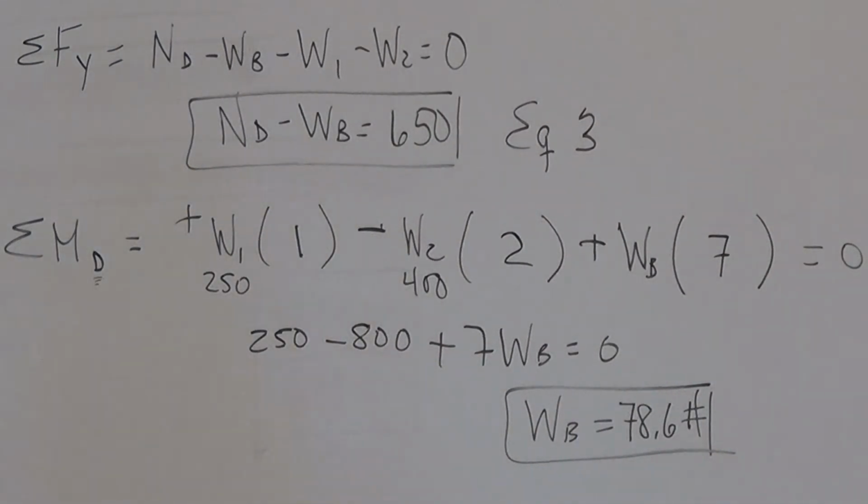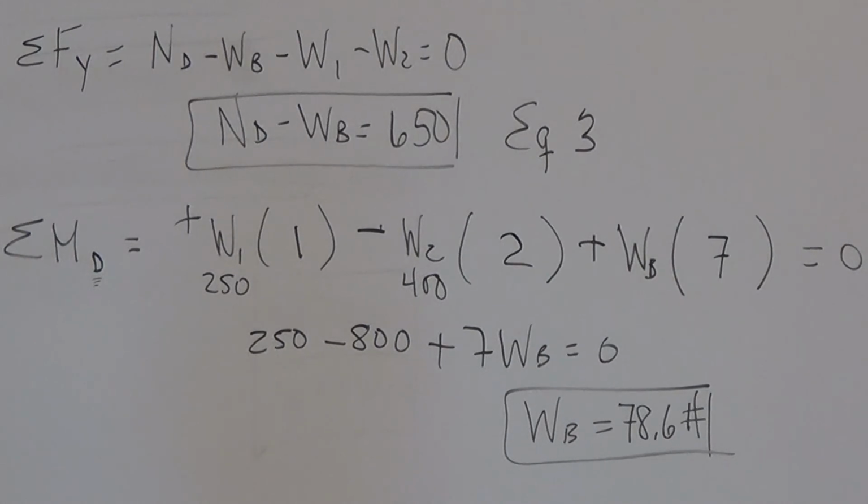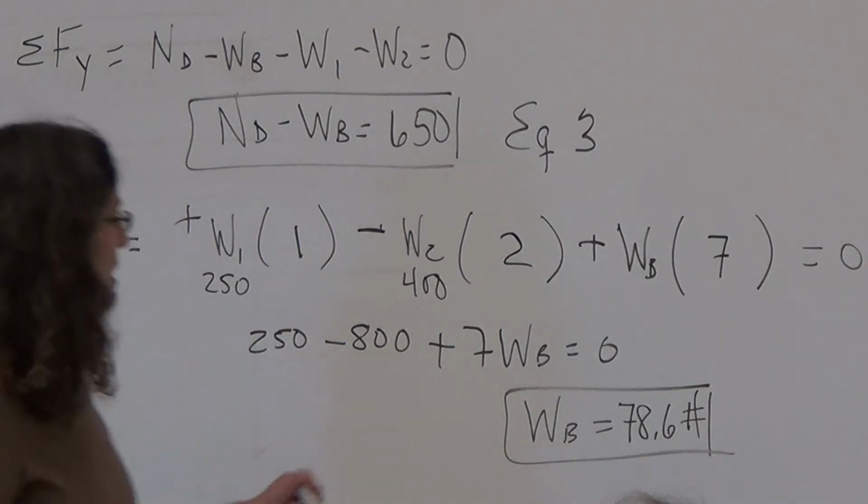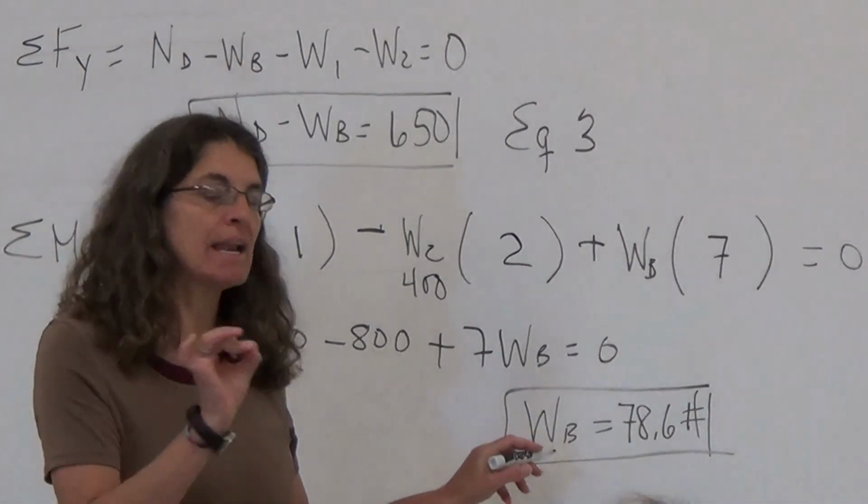So is that a minimum or a maximum? Minimum. Okay, well, let's think about it. If 78.6 pounds are at B, it's not tipping. If we make the weight at B 100, what's going to happen? No tipping. If we make the weight at B 50, what's going to happen? It's going to tip. So is this the minimum or the maximum for static equilibrium?